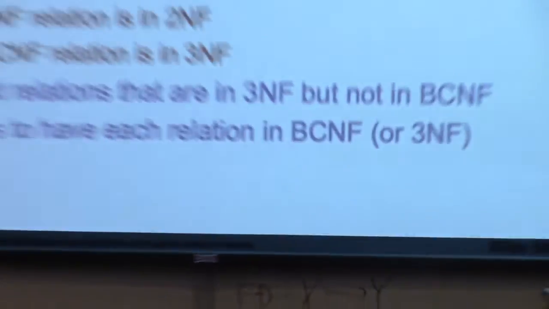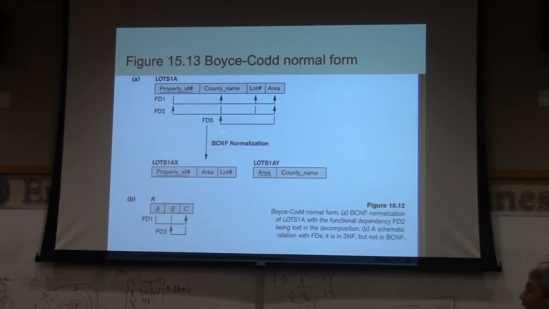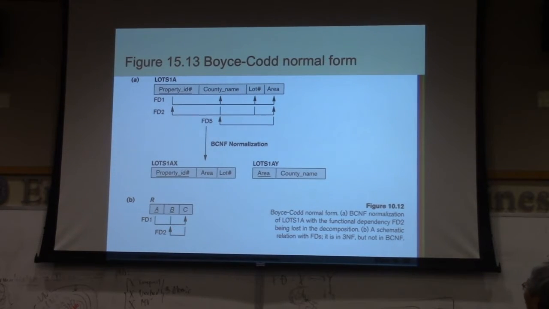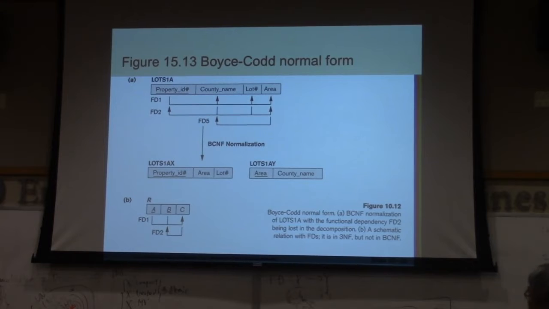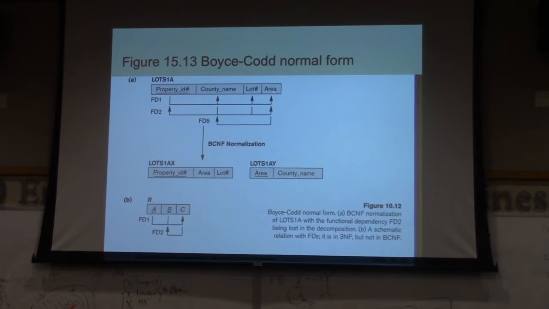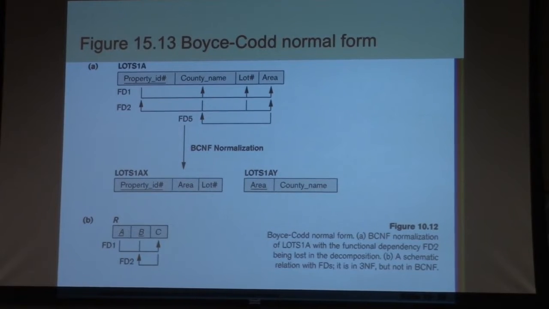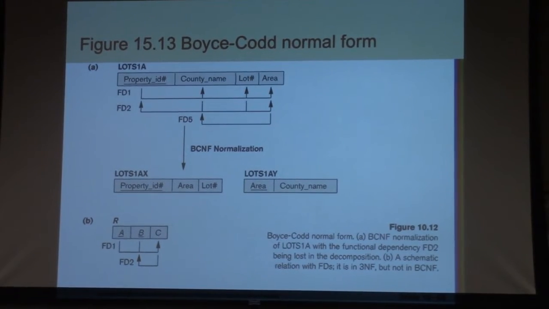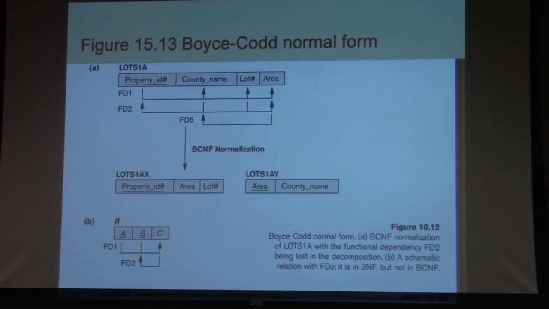Let's take a look at that example. I'm going to use this example, lot 1A, this is our database design. We can quickly check this is the first normal form, and second normal form, third normal form. What about the third normal form? We have FD1, FD2, FD5. FD5 is area determines country name. So is this the third normal form or not? First, you need to understand whether this is the third normal form or not.